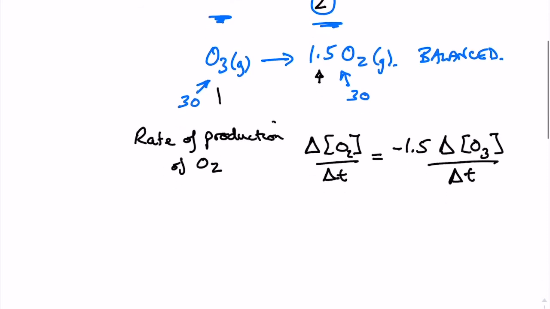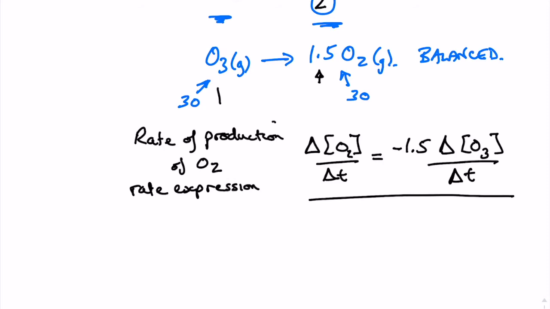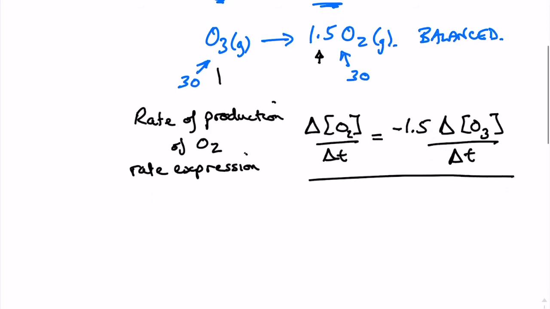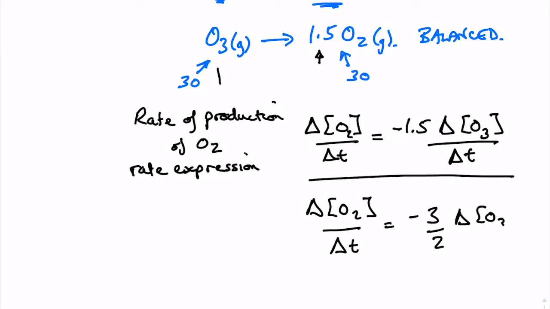And so at this point we can look at this and say, oh, so here's the rate of production, which is of course our rate expression here. And if we have this rate expression, we know this being the case, and so from a mathematical point of view we could also represent this as change in oxygen over time equals 3/2 times the change in ozone over time. And that being the case, now we have this sort of strange 3/2 term over here.